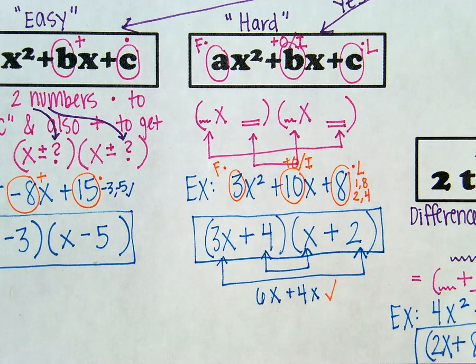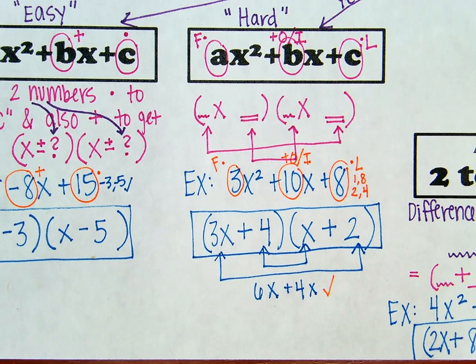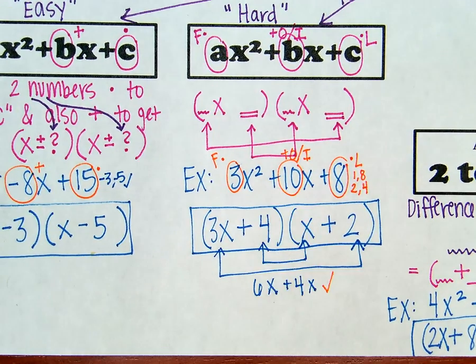If it wasn't right, if that didn't check, you just keep going. You just keep checking answers. Switch around the 2 and the 4, try 1 and 8, until you get those outsides and insides to add up to what you need them to add up to.